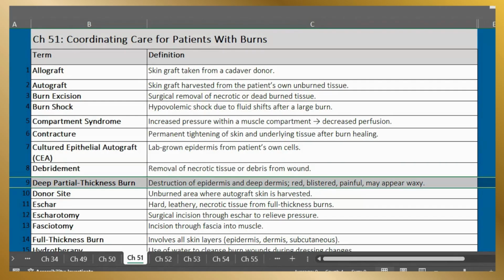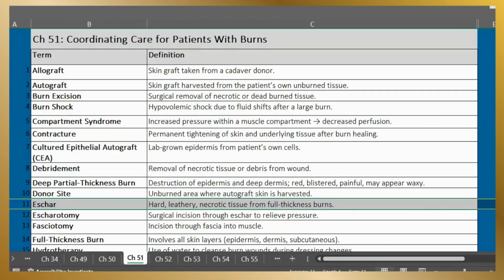Deep partial thickness burn, it's destruction of epidermis and deep dermis. Red, blistered, painful, may appear waxy, which means it may require grafting, heals slowly, and is at risk for scarring. Donor site, it's the unburned area where autograft skin is harvested. Actually it heals in about 7 to 14 days, and may be reused for future grafts.